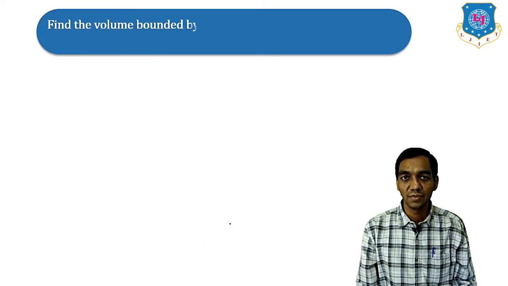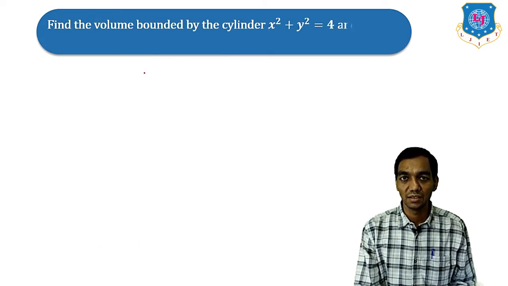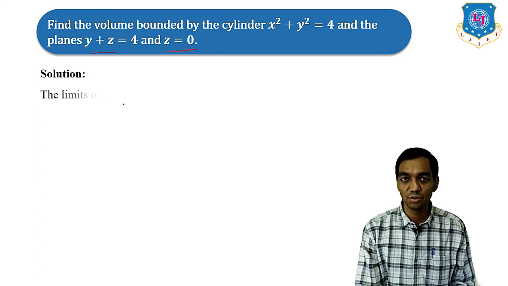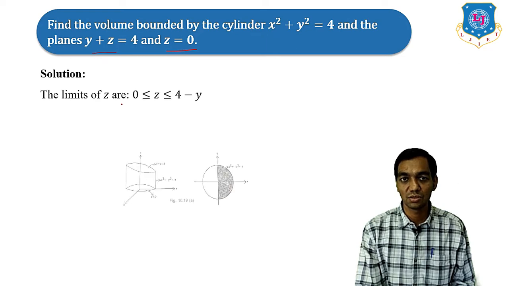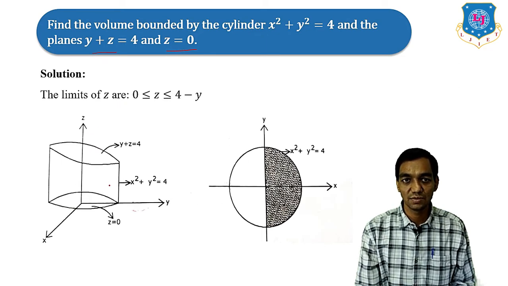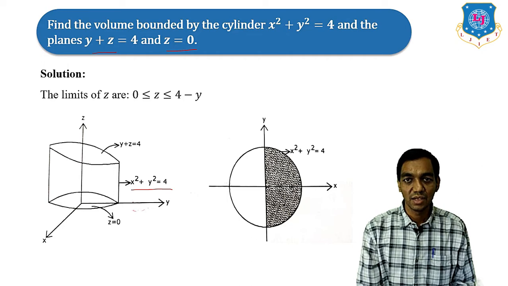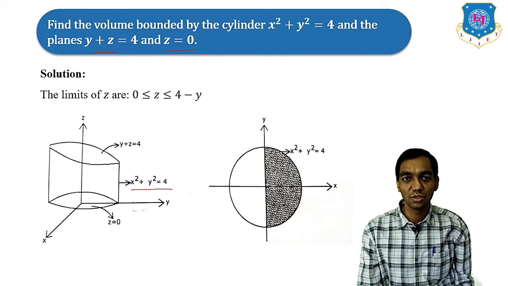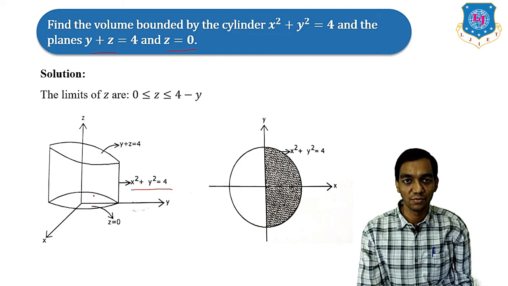Done. Find the volume bounded by the cylinder x square plus y square is equal to 4 and the plane y plus z is equal to 4 and z is equal to 0. Now see, if you are starting with the solution, then first you have to put the limits of z. Now this is the region of the cylinder. See, x square plus y square is equal to 4. In 2 dimensions, it is a circle like this. And if you are going to extend that circle in the 3rd dimension z, then it is going to be a cylinder like this.